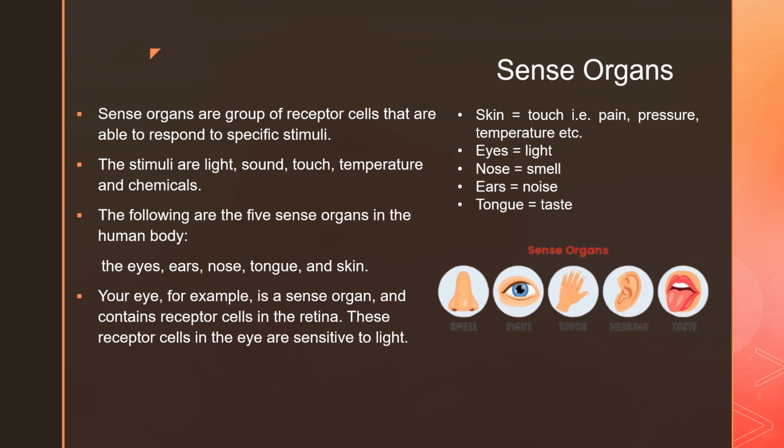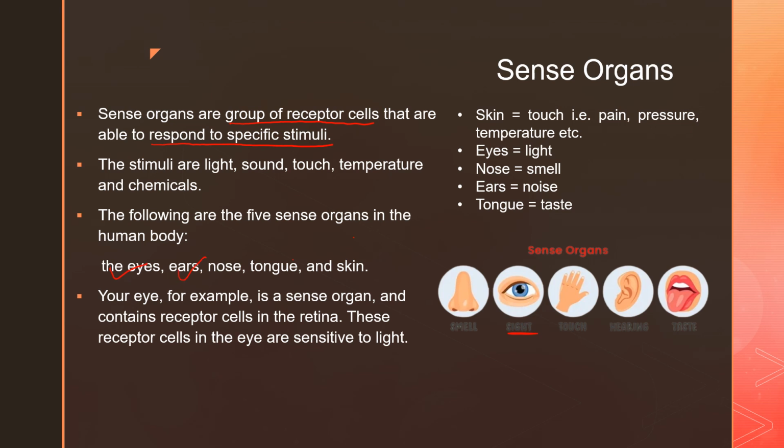So we'll be looking at sense organs today. Let's choose a color, red. Okay, what are sense organs? These are a group of receptor cells that are able to respond to specific stimuli. The stimuli could be light, sound, touch, temperature, chemicals, or pressure. The following are the five sense organs in the human body.